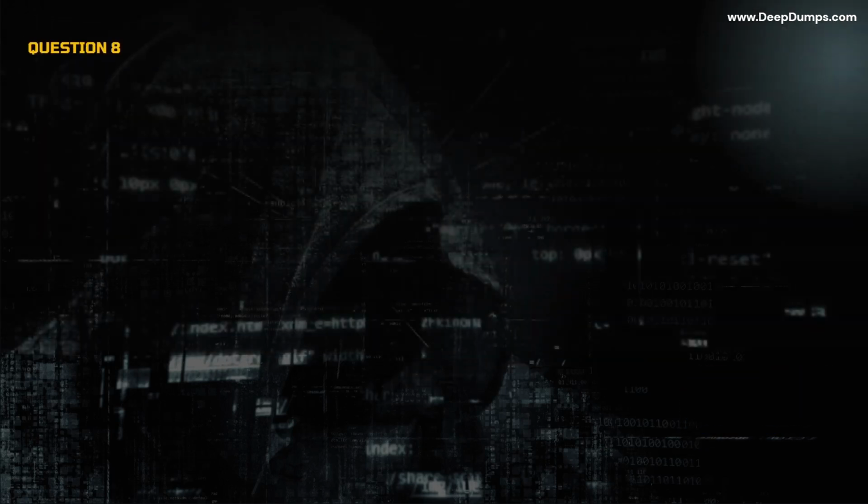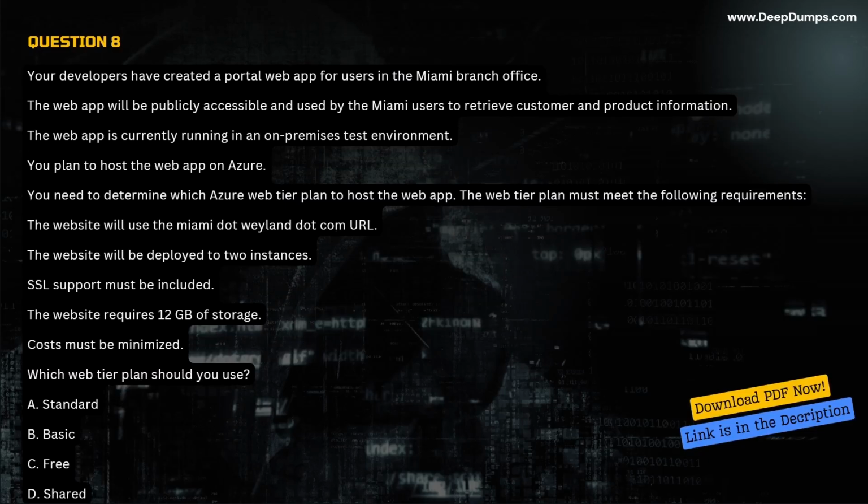Question 8. Your developers have created a portal web app for users in the Miami branch office. The web app will be publicly accessible and used by the Miami users to retrieve customer and product information. The web app is currently running in an on-premises test environment. You plan to host the web app on Azure. You need to determine which Azure web tier plan to host the web app. The web tier plan must meet the following requirements.